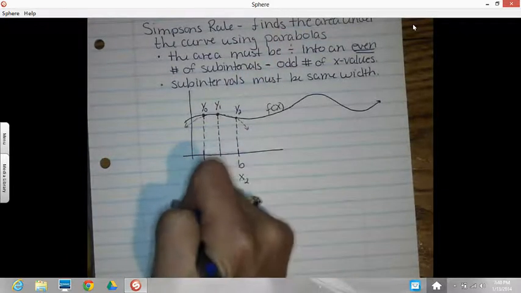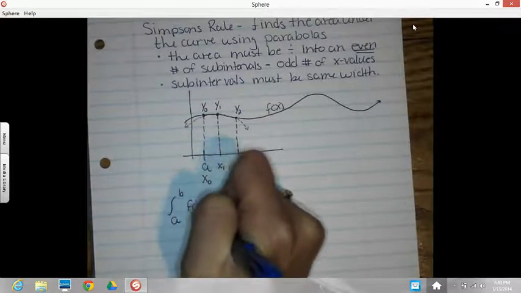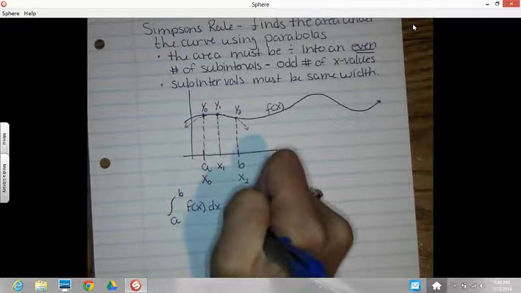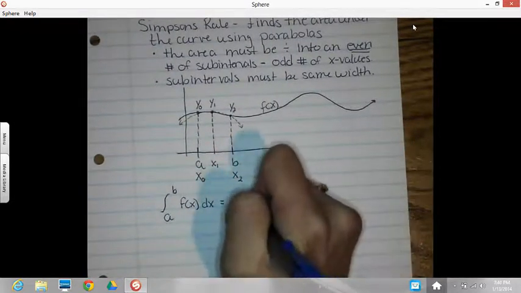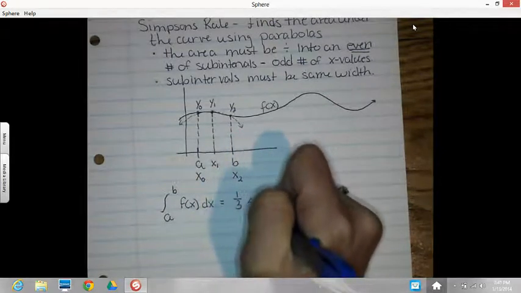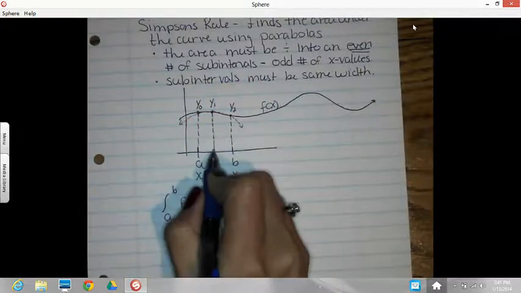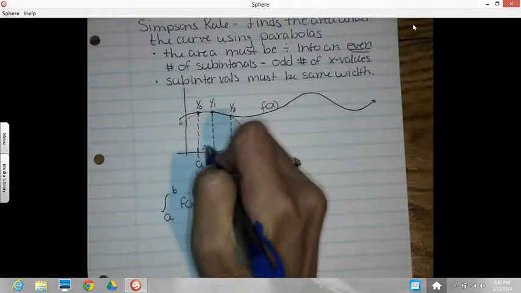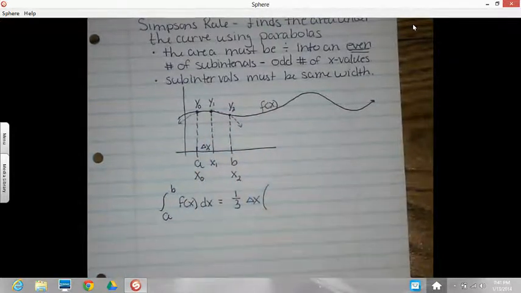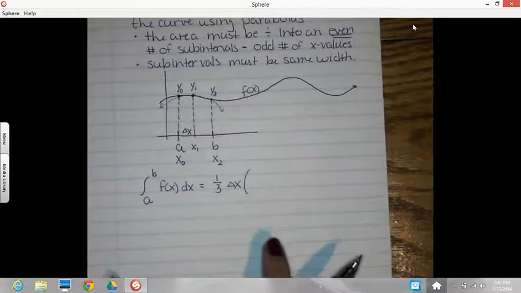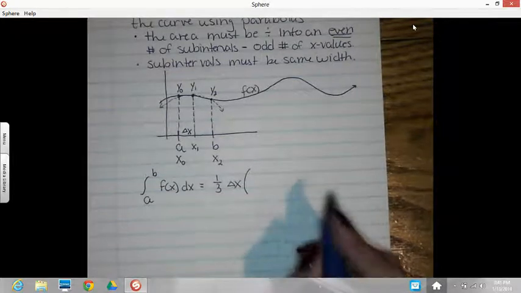Okay, but the way Simpson's rule works, if we call this original equation f of x, to get the area under the curve from A to B of f of x dx using Simpson's rule, it's just a little plug and chug formula. Take 1/3 times your change in x, delta x. Your delta x is how wide you've chosen to make your subinterval. It's that width, and that's constant all the way through. Times, and just like Pascal's triangle when we did the binomial expansion, we had those multipliers out in front. We have the same thing here.